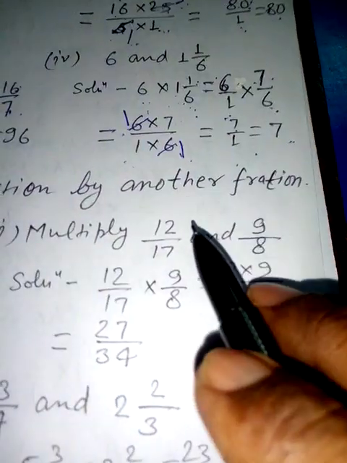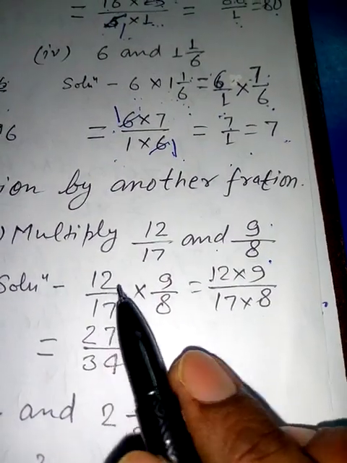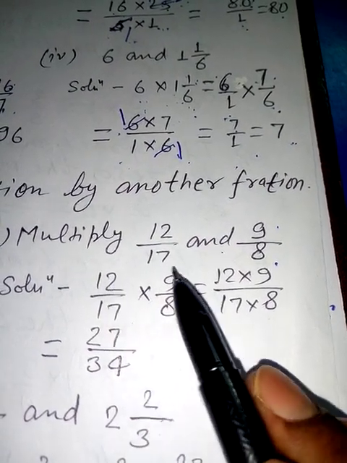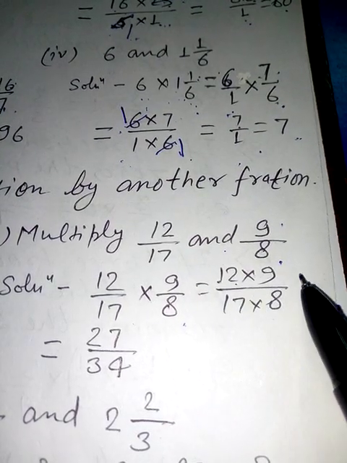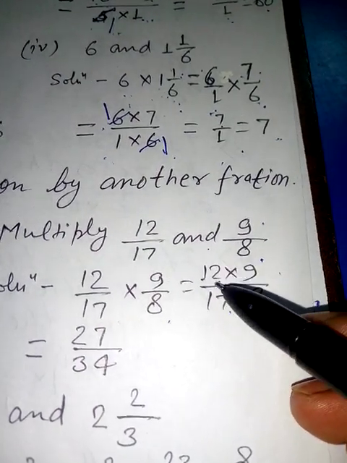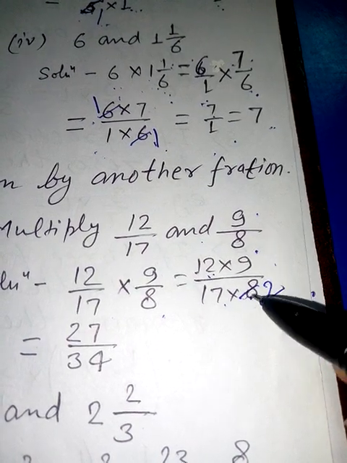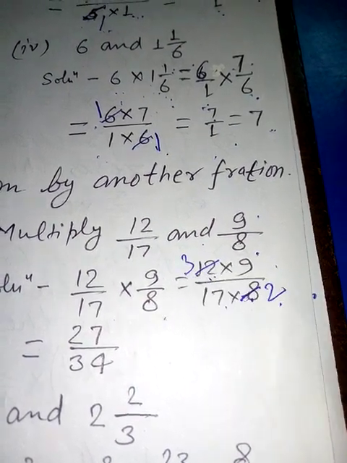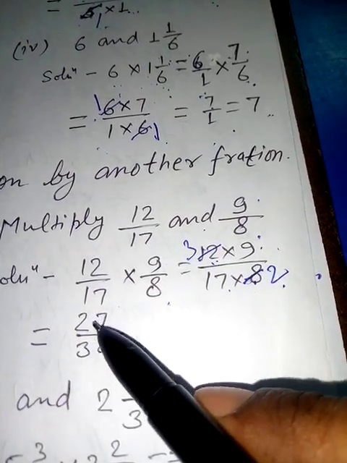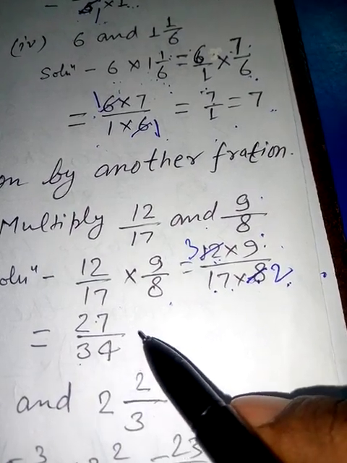The next example is 12 by 17 and 9 by 8. So first write 12 by 17 into 9 by 8. Multiply the numerator to numerator, 12 into 9, and denominator, 17 into 8. Now you can see here 12 and 8 can be reduced. You can reduce it by 4: 4 twos are 8 and 4 threes are 12. Now it is 9 threes are 27 and 17 twos are 34. So this is the answer.